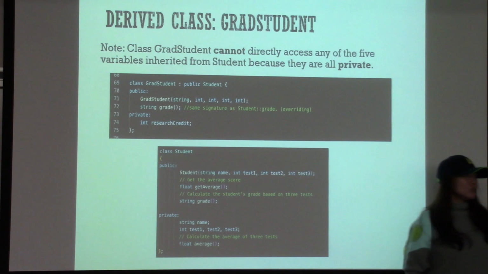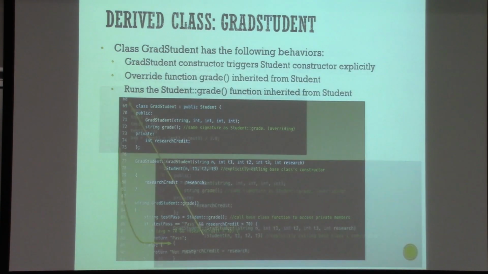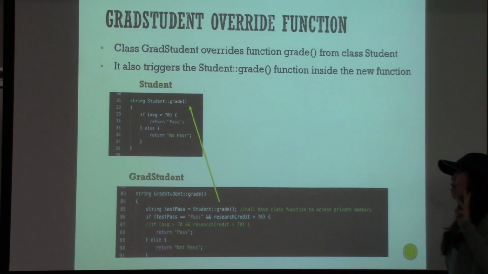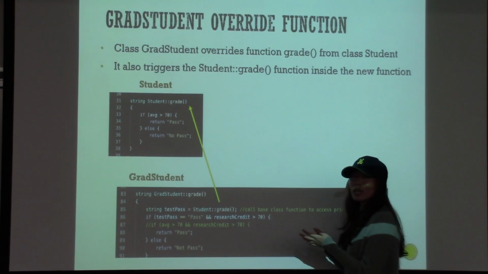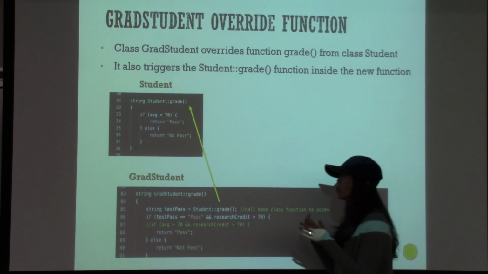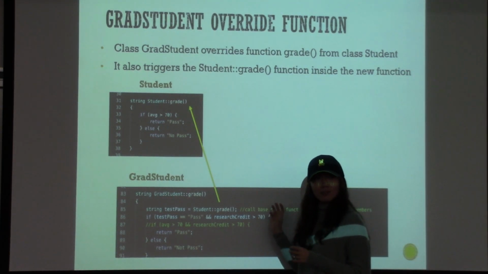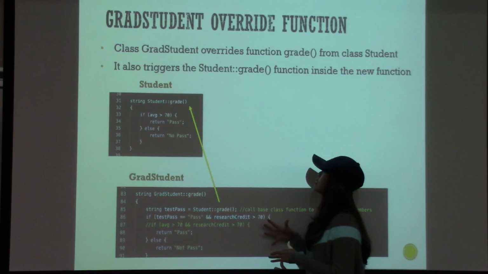Now why do we do that? Why would grad student want to implement exactly the same way? It's not exactly the same, that is why. For student, remember your grade will be calculated based on your average of 3 test scores. However, for grad student, we talked about we want it to be determined also by the research credit. So the calculation of grade is different between your base class and your inherited class.